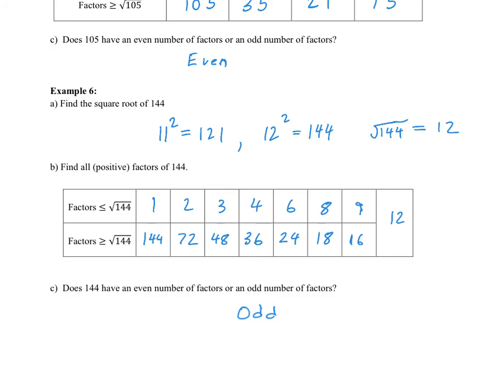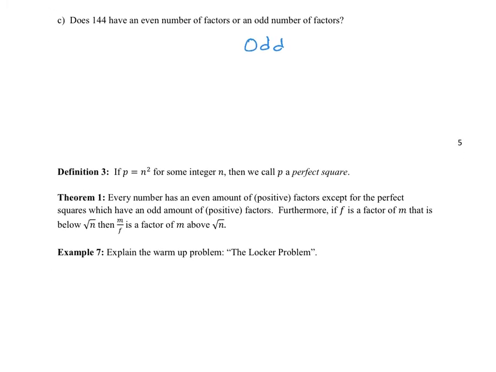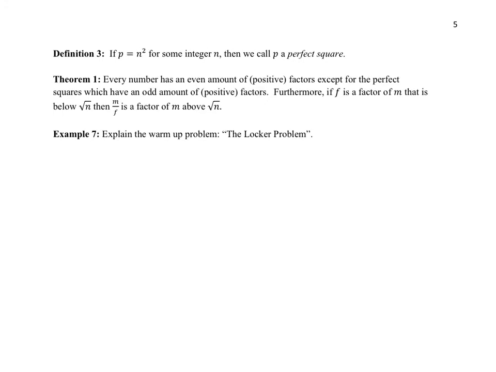Okay, now it's time to summarize this idea. A number like 144 that we just found has a special name. It's called a perfect square. So perfect squares are the ones where you just square a number and you get this number p for perfect square. So 2 squared is 4, so 4 is an example of a perfect square. And here's our theorem that we've come across today. Every number has an even amount of positive factors, except there's an exception to that rule, the perfect squares, which have an odd amount of factors.